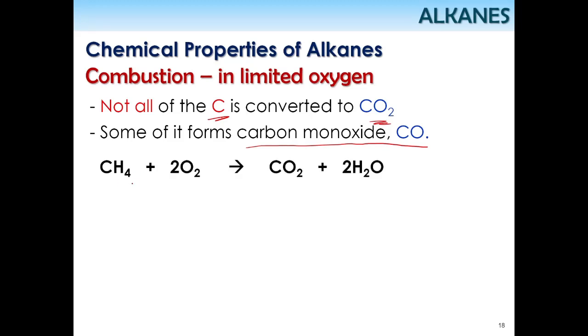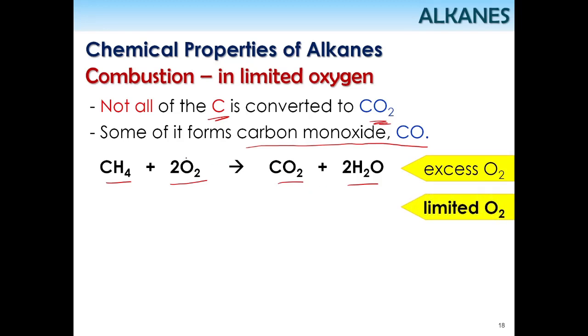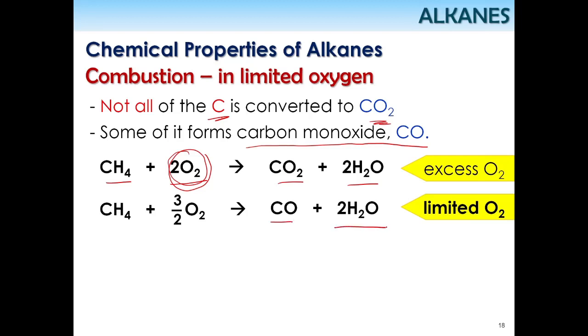Okay, so this one is for excess. Methane reacts with excess oxygen, you get CO2 and 2H2O. But what about in limited oxygen? Means that this part, oxygen is limited, so it is not 2O2. So 3/2 O2. So this one is limited. So what is being produced is CO, the poisonous gas, the carbon monoxide.